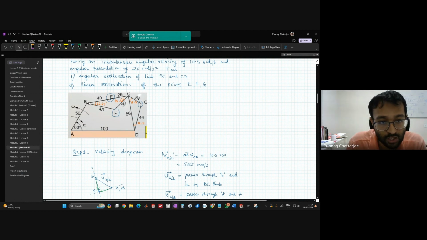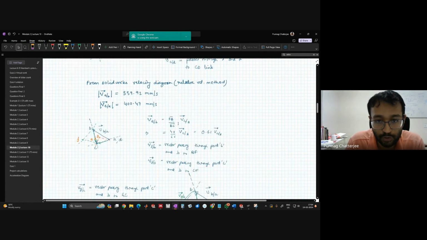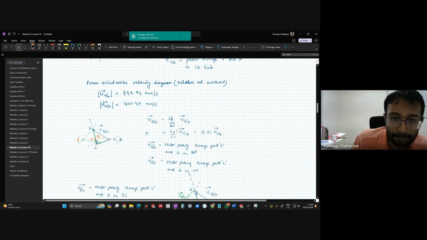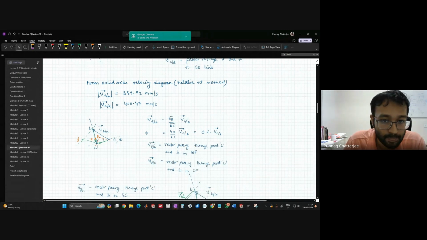So if we are doing the velocity of E with respect to B, we have to do velocity of C with respect to B, which means both these vectors are pointing in this direction. That's what we have done. Velocity of E with respect to B divided by velocity of C with respect to B is equal to EB divided by BC. Once we do that, it comes to 0.61 of VCB, velocity of C with respect to B. We have already seen velocity of C with respect to B. It is 0.61 times the vector. So E will be somewhere over here. Let me zoom in on that.